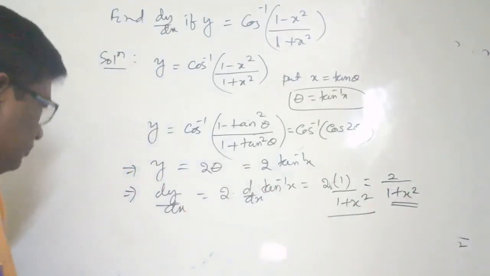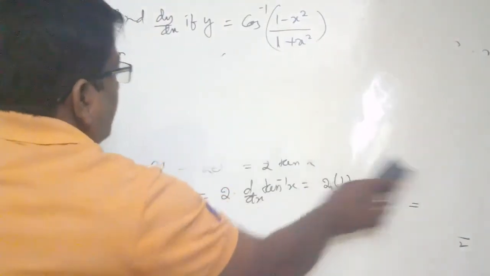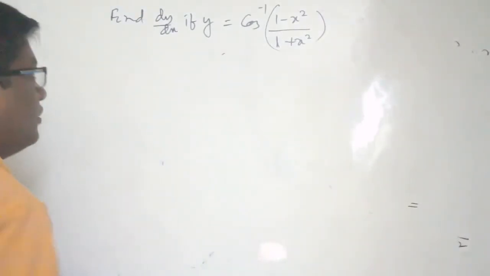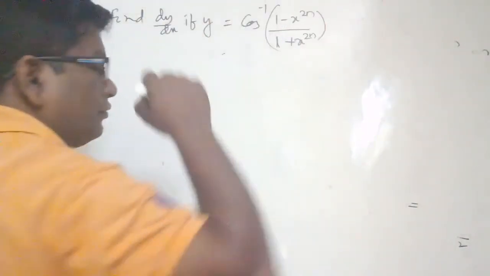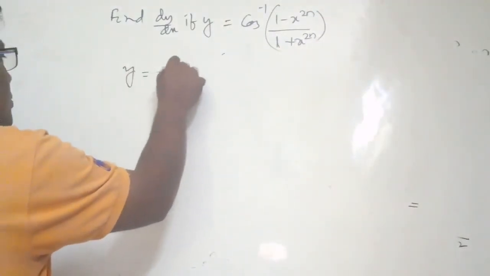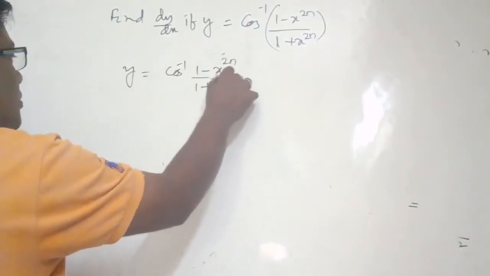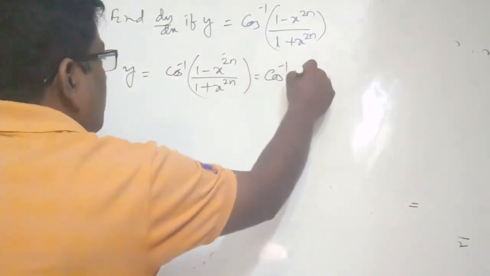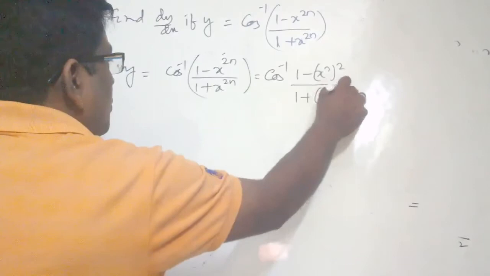Now another question. Find dy by dx if y is equal to cos inverse of (1 minus x to 2n) by (1 plus x to 2n). This can be written as cos inverse of (1 minus (x to the power n) whole square) divided by (1 plus (x to the power n) whole square).